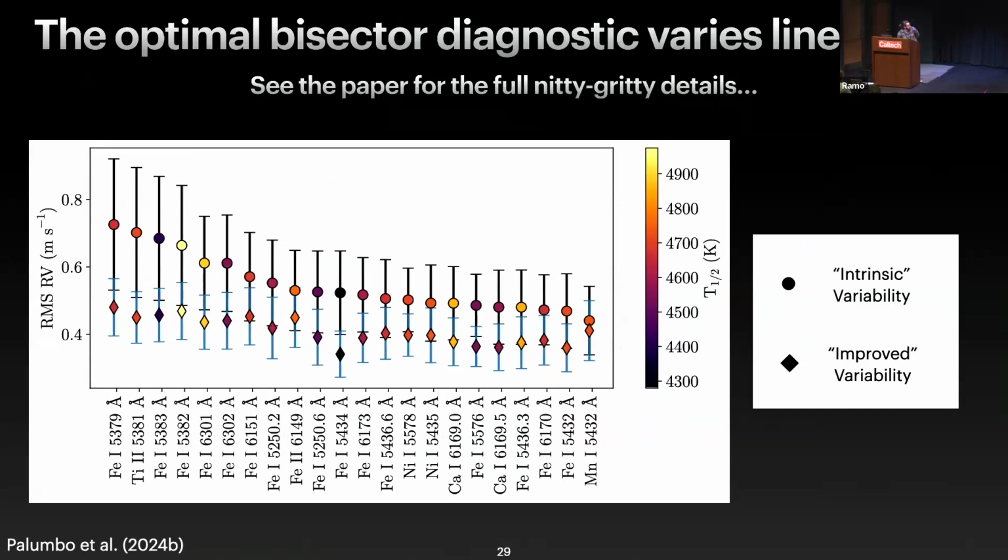But the summary is here. In general, what we're looking at is the raw RV RMS variability as the circles, and the improvement we get as diamonds. And so we can see we can correct our RV noise floor down by, in the best case, multiple tens of centimeters per second.